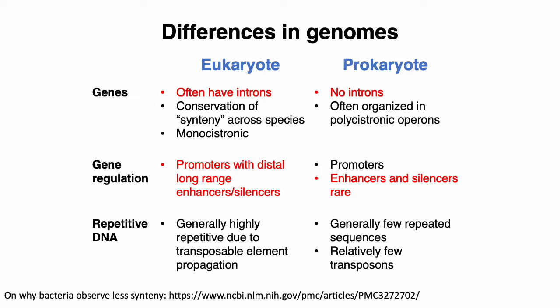As I mentioned on the previous slide, eukaryotic genes have promoters and also distal long-range enhancers that can complicate gene regulation, whereas in prokaryotic genomes, most of the gene regulation happens in the promoter region. Finally, in eukaryotic genomes, there's generally quite a bit of repetitive DNA sequence. For example, in the human genome, roughly half of the genome is thought to have some kind of repetitive origin, whereas in the prokaryotic genome, this is generally not the case.